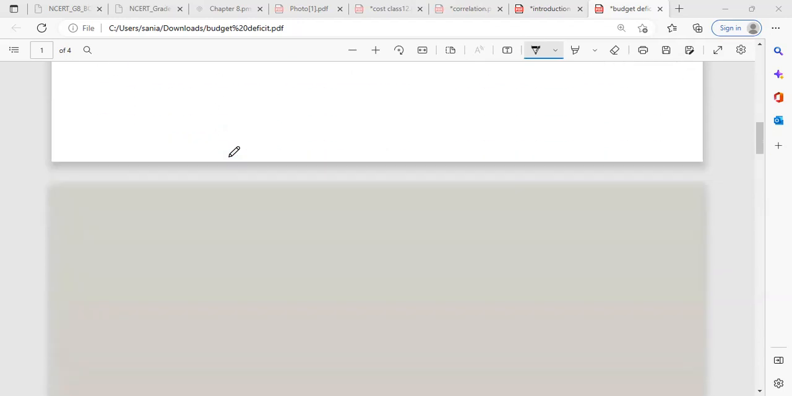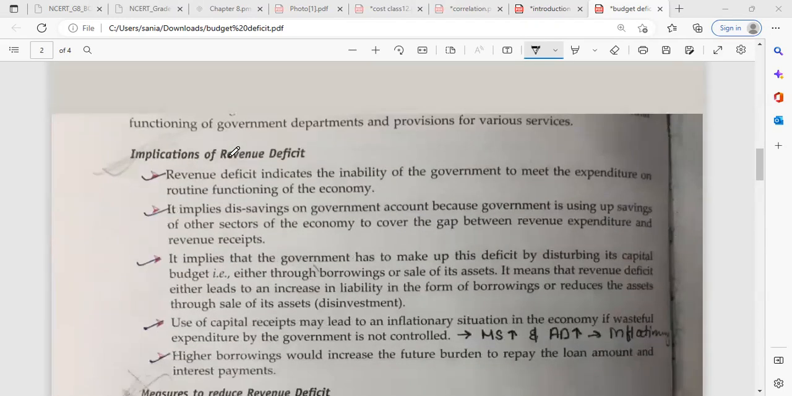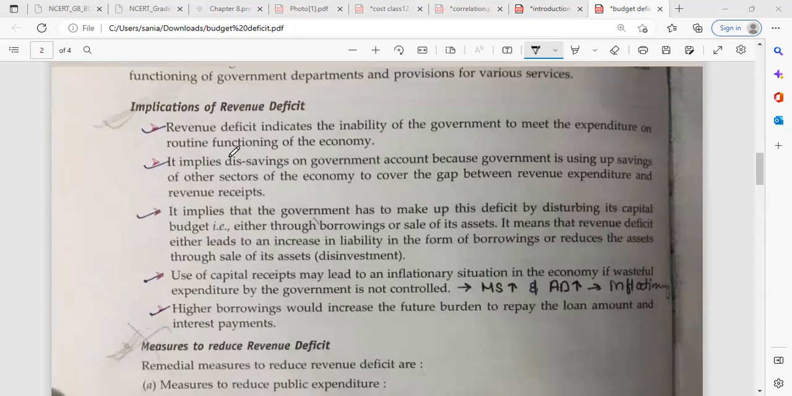Okay. Now first of all, we'll be doing the theory part. Revenue deficit, you already know what this is. It's a difference, right? Now in the paper, they sometimes ask you the implication, like why revenue deficit is important, why we need to calculate it.